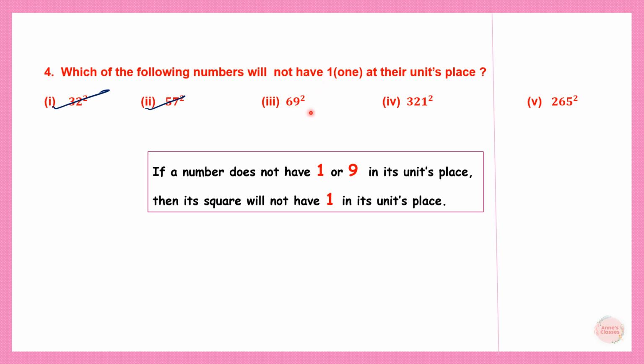So this number, because it's ending in 9, it will have 1 in its units place. This number is ending in 1. It will have 1 in its units place. This is 265. The number is not ending in 1 or 9. That means in the units place you don't have 1 or 9. That means this will not have 1 in its units place. So what is the answer here? The first number, the second and the fifth one. They will not have 1 in their units place.